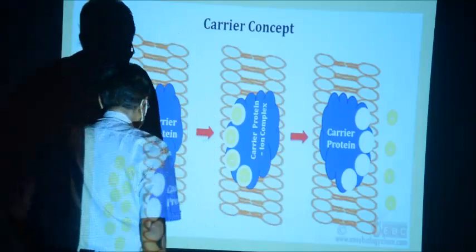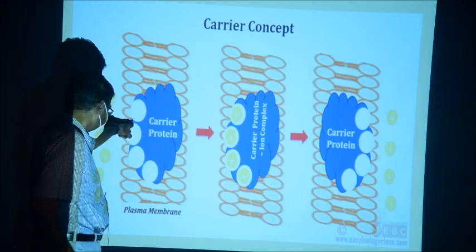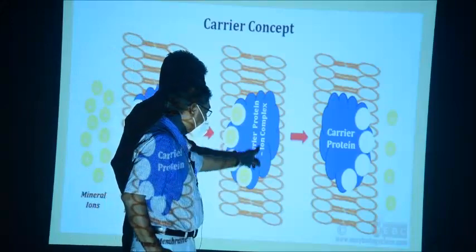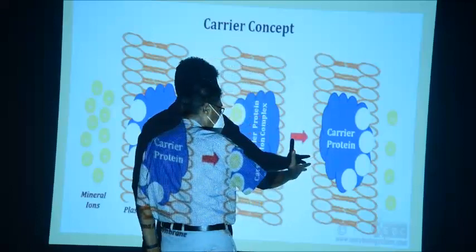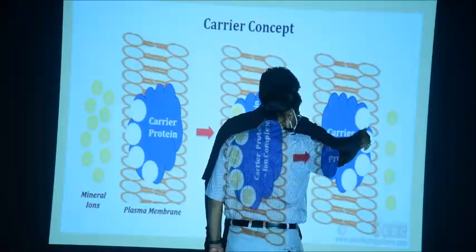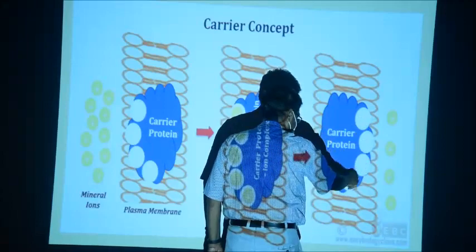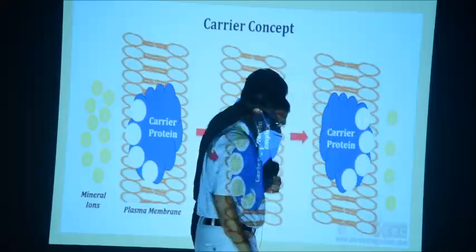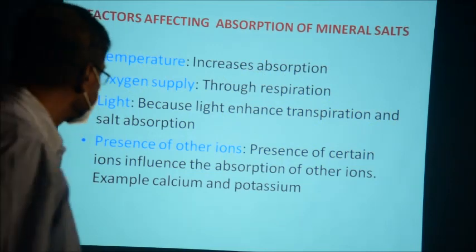Now the same carrier concept is explained again. This is the carrier protein. Here it is blank in the plasma membrane. This is the carrier protein complex, and now you have a conformational change in the carrier protein. The carriers change from this position to this position, and then the ions are released.